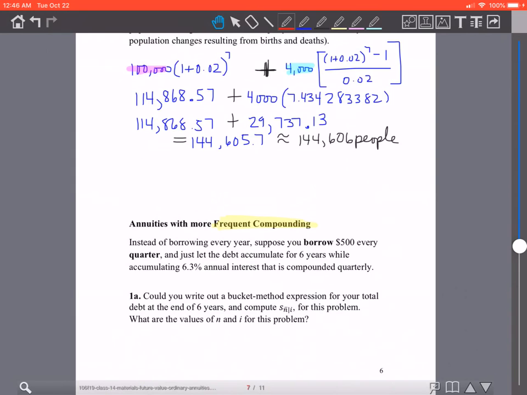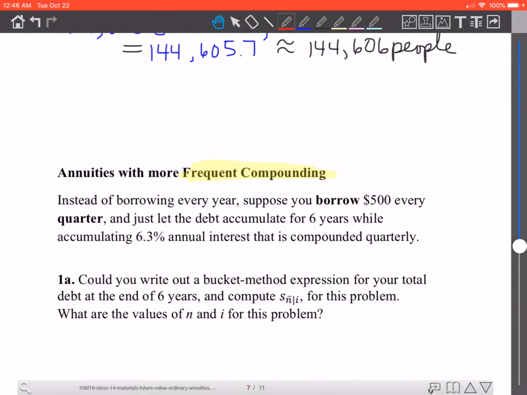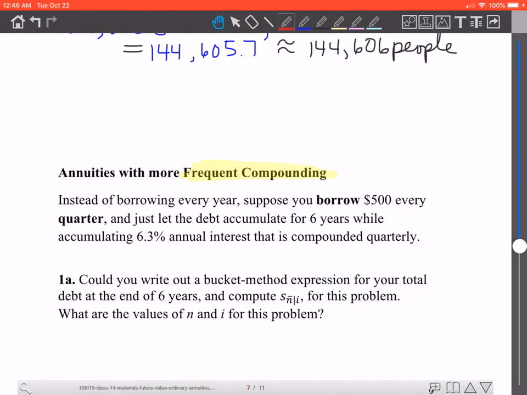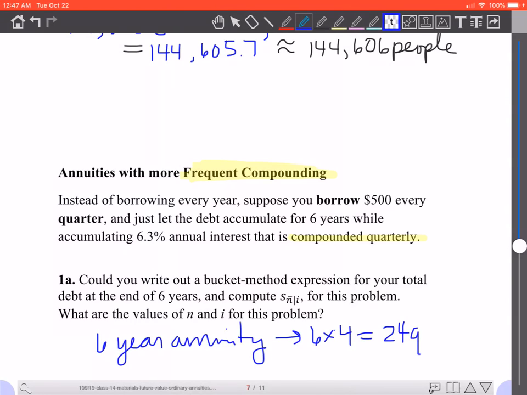I'm going to skip the question that says, could you write out a bucket method expression? I'm sure you could. Just keep in mind that for a 6-year annuity that is going to be compounded quarterly, how many quarters are there in 6 years? There are 24 quarters. So that changes what numbers you're using in your formula.